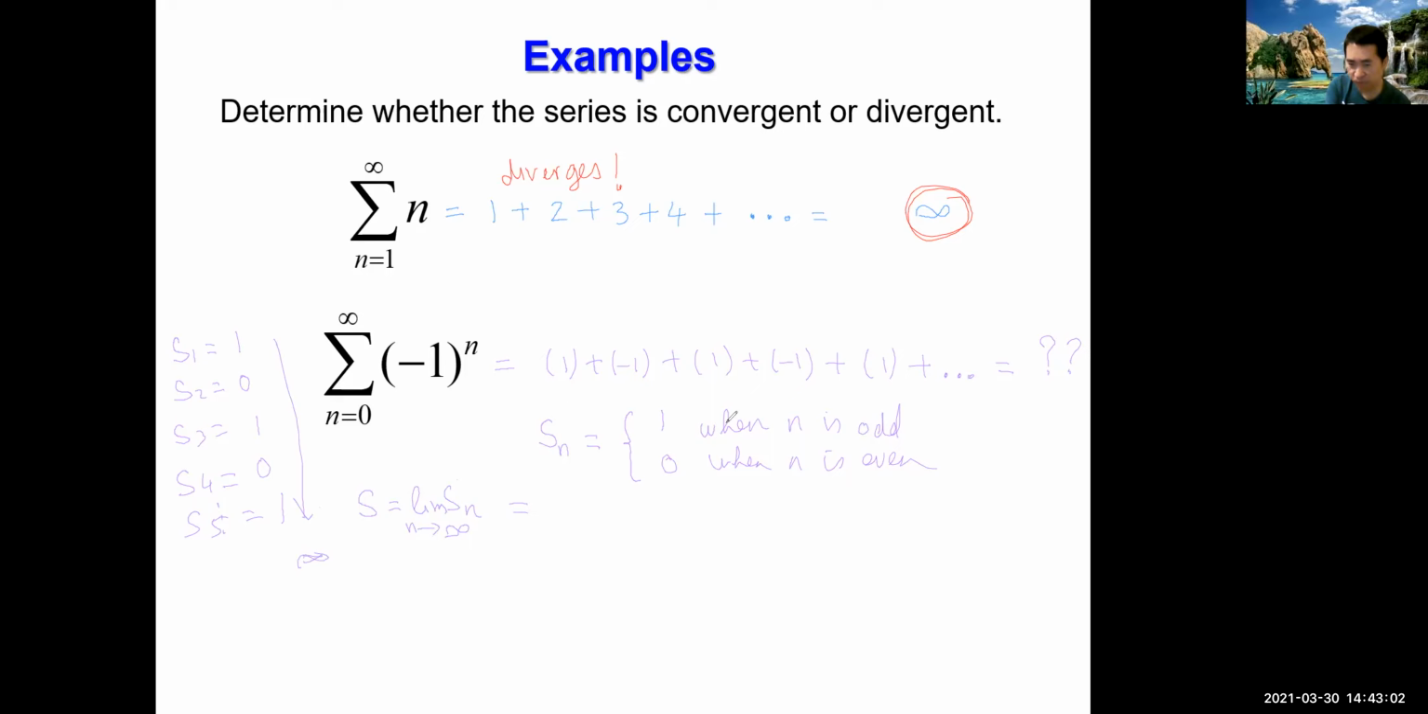Look at this again. A 1, a 0, 1, a 0, 1, a 0, 1, 0, 1, 0. What does it approach? Well, it just oscillates between 1 and 0, so the partial sum never approaches anything. So the limit here does not exist because it does not approach any value. And therefore, the series here also diverges.